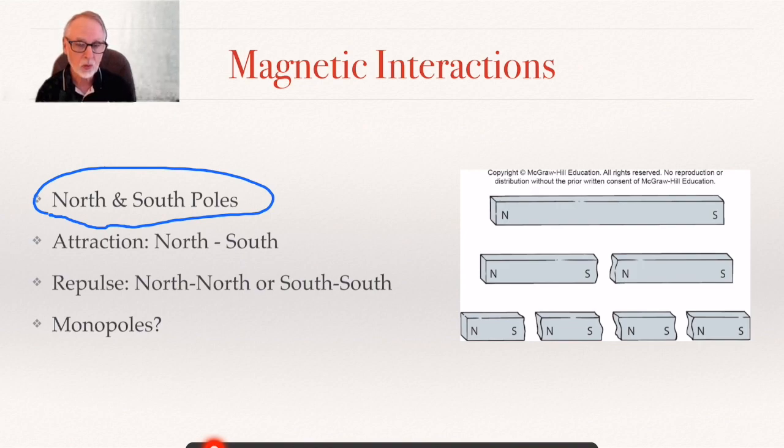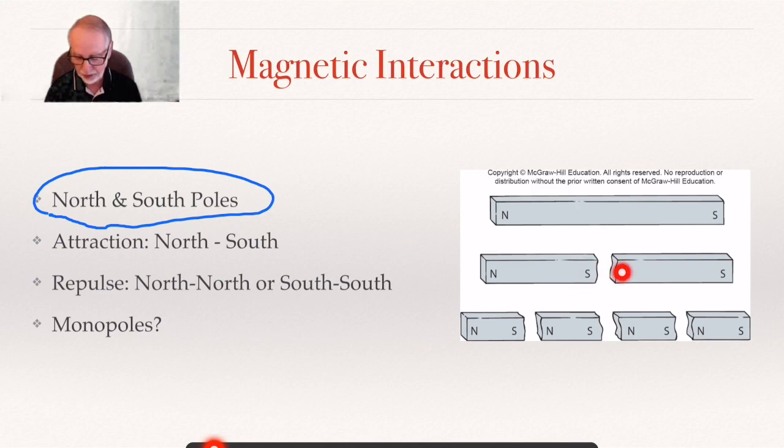But there is one big distinction between electricity and magnetism. In electricity, we have individual charges. We can isolate positive charges and negative charges. In magnetism, we can't do that. If you break up a magnet, shown here, if I take this big bar magnet and I break it up into two magnets, then I'm still going to have a north pole and a south pole in each of those magnets.